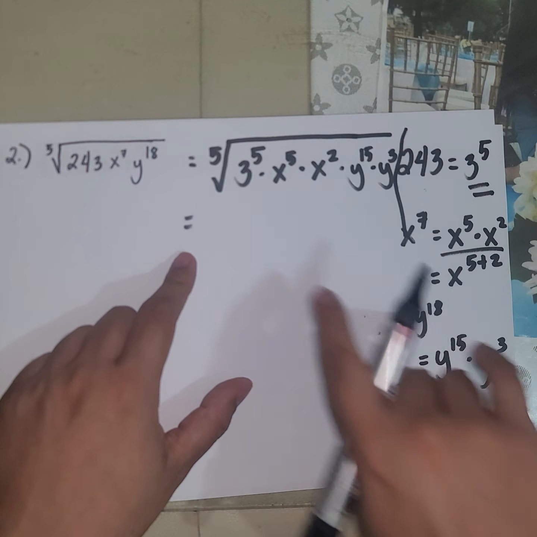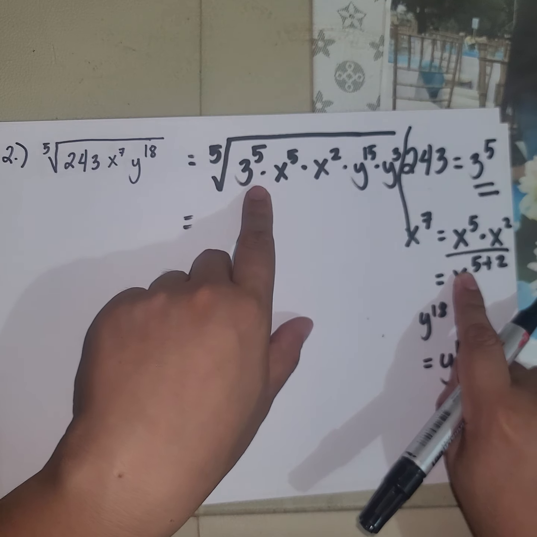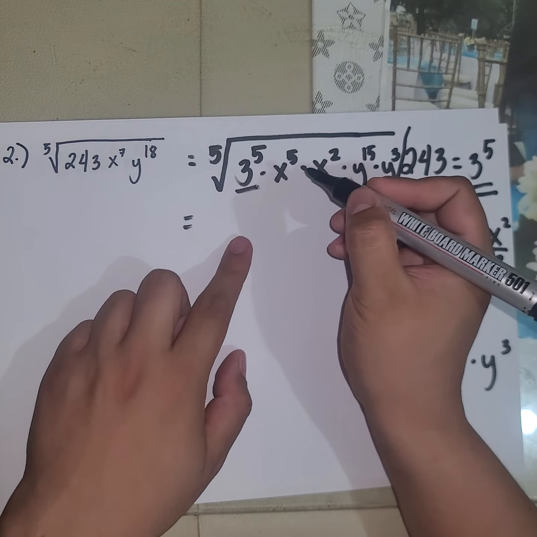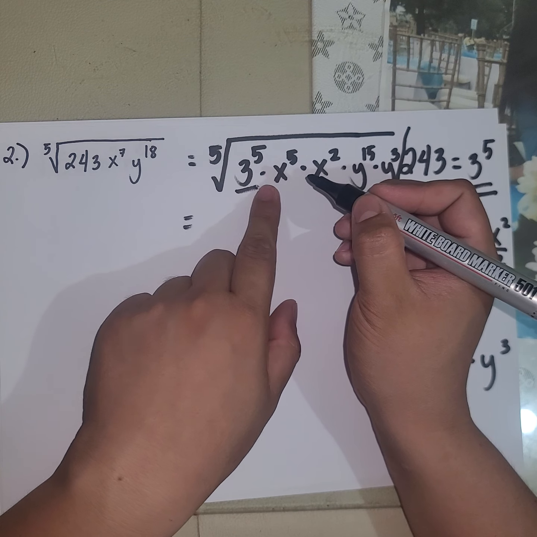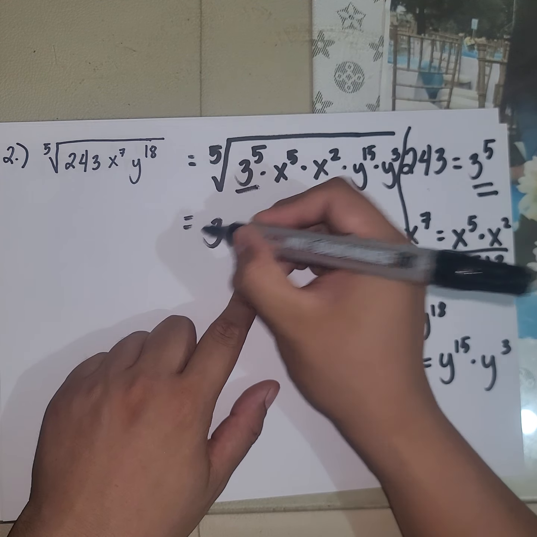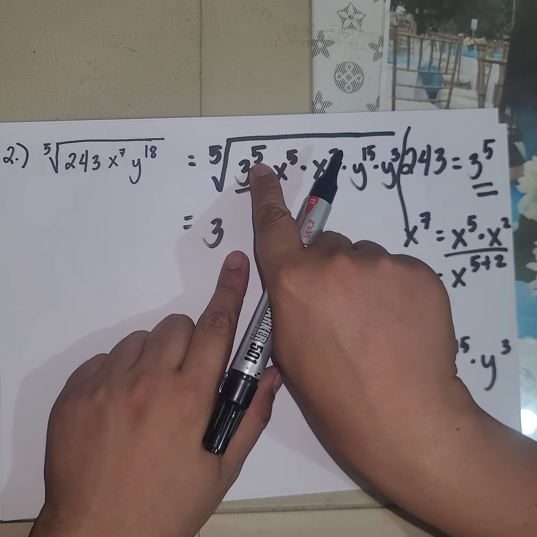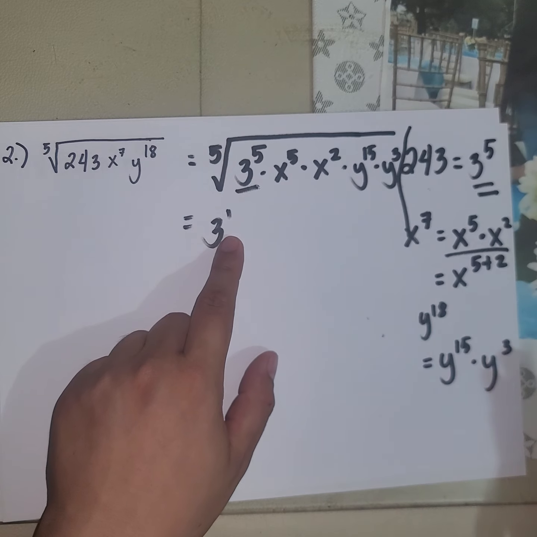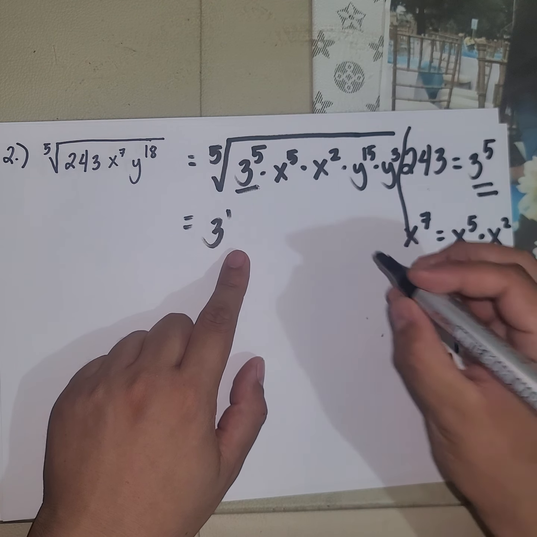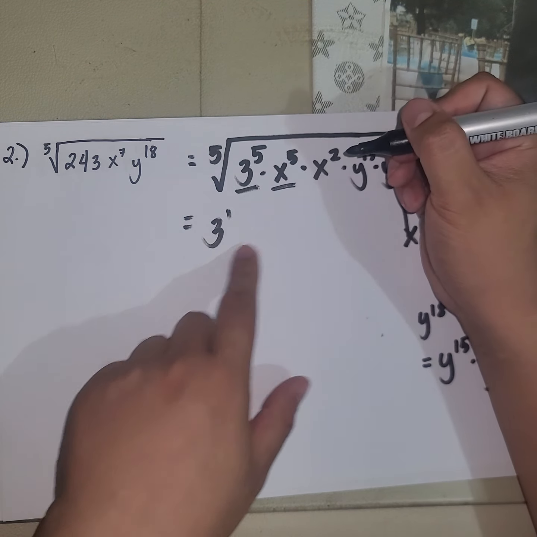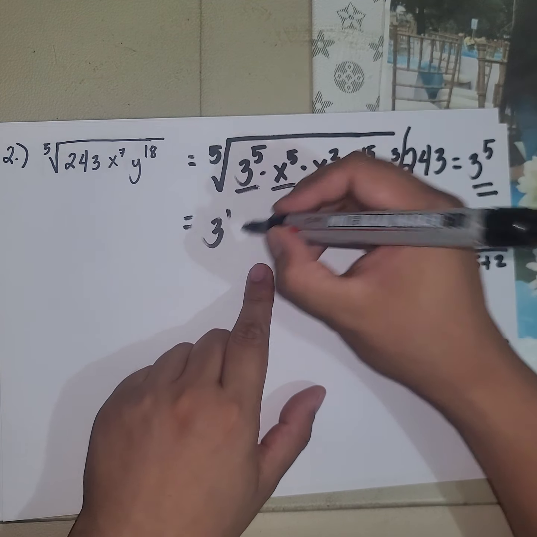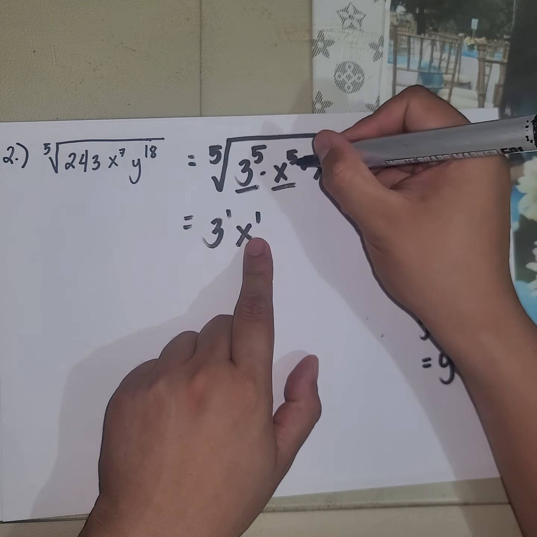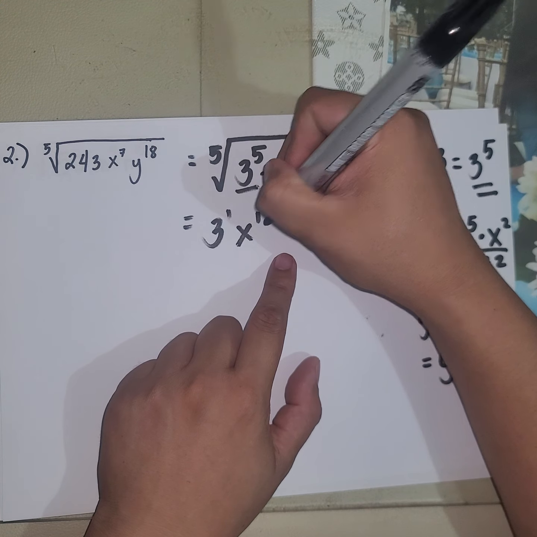Next, equals. Tandaan na, 3 raised to 5 or the fifth root. Dito muna tayo. The fifth root of 3 raised to 5 is 3. Bakit? Kasi yung exponent na 5, divide mo doon sa index, that is 3 raised to 1. So, magtitira, 3 na lang. Next, the fifth root of x raised to 5 is x din. X raised to 1. Kasi 5 divided by 5, that is 1.